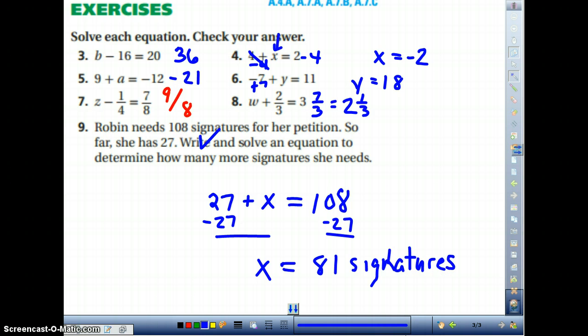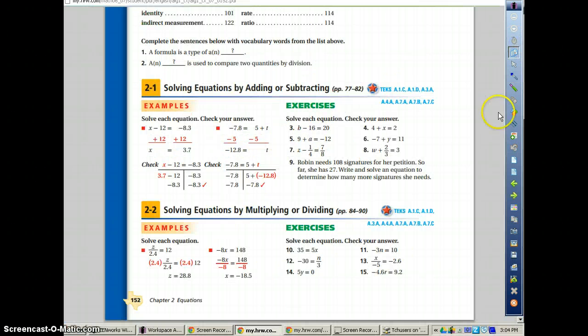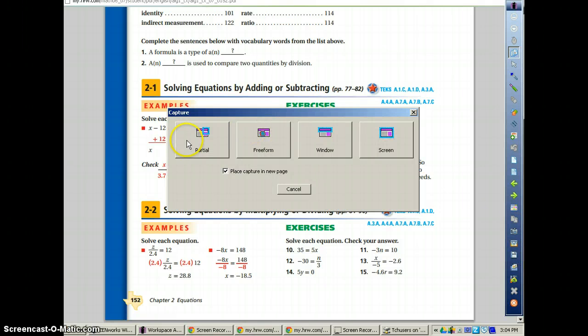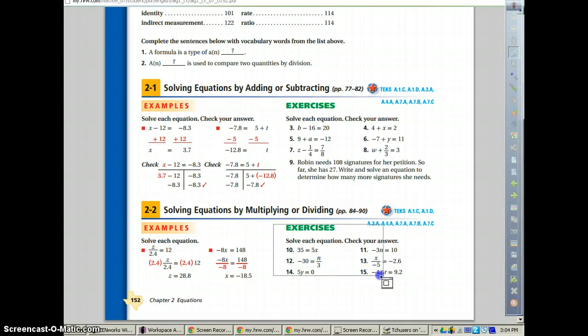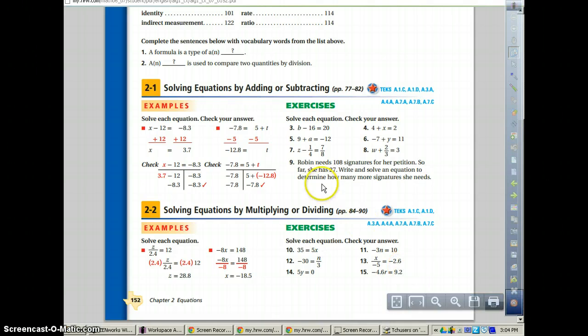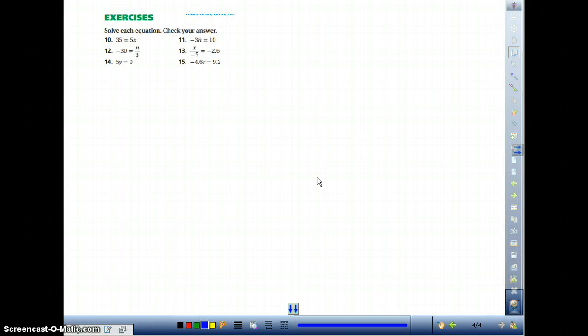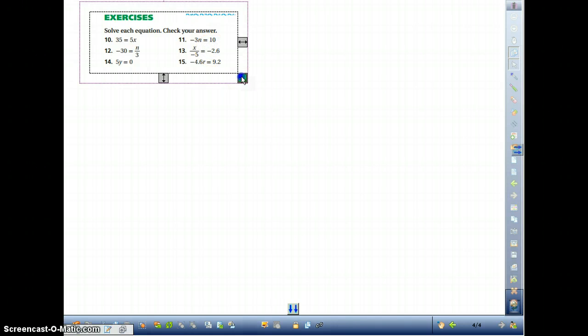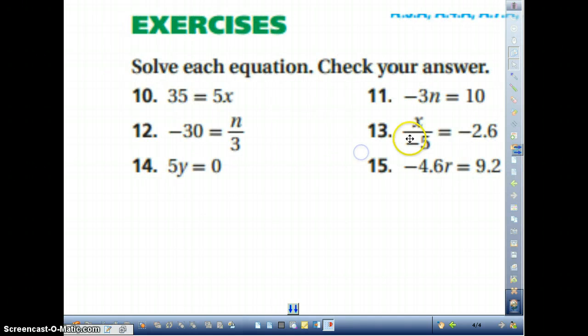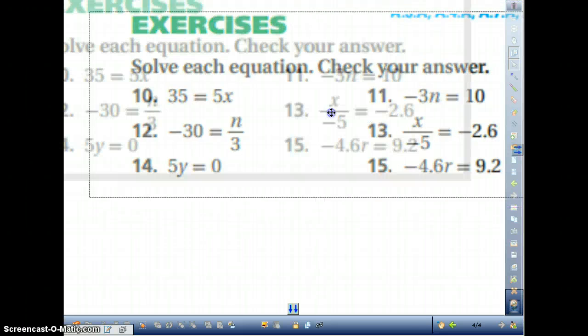81 signatures. All right, let's take a look at the next section. The next section is section 2-2, solving equations by multiplying and dividing. You guys work these, then come back and turn the video back on. Make sure you get them all right.